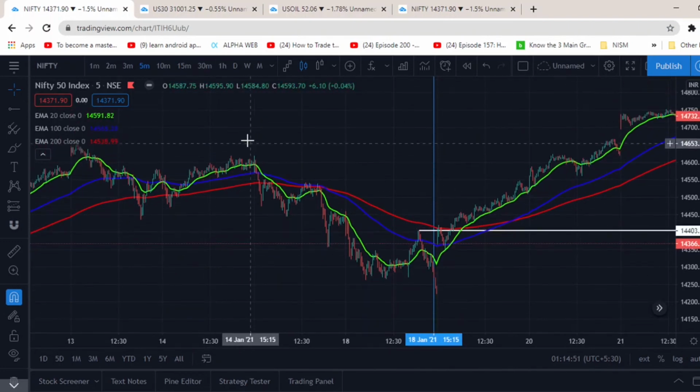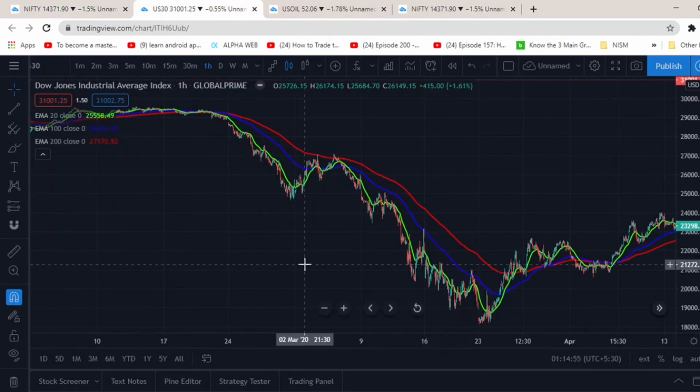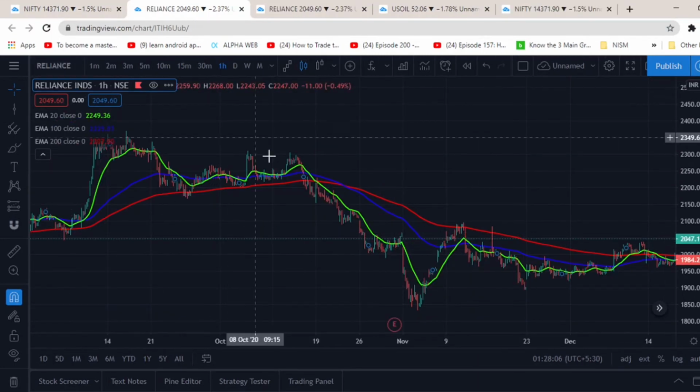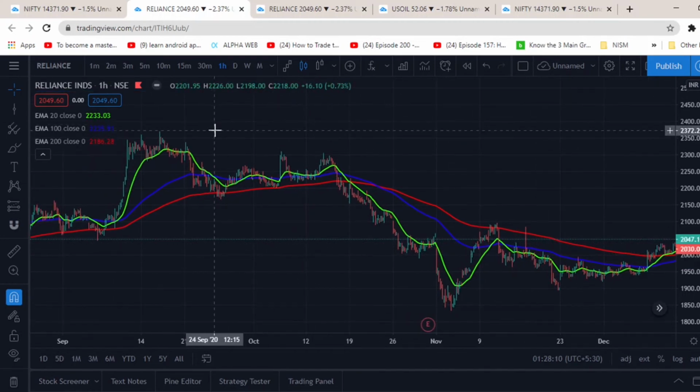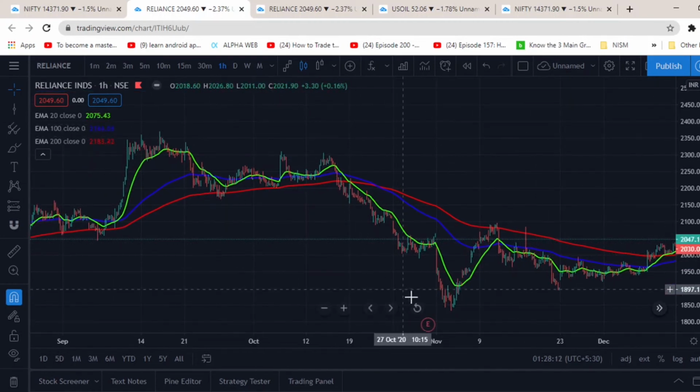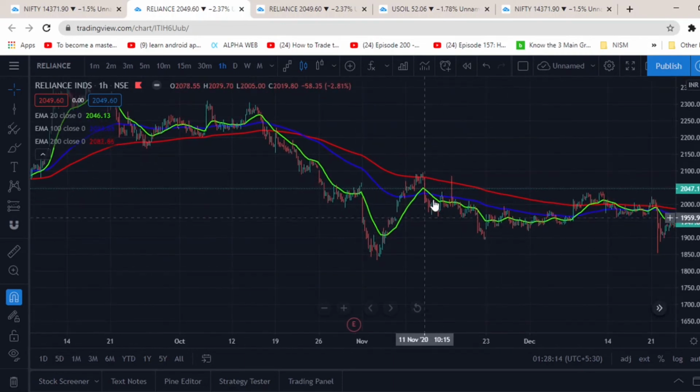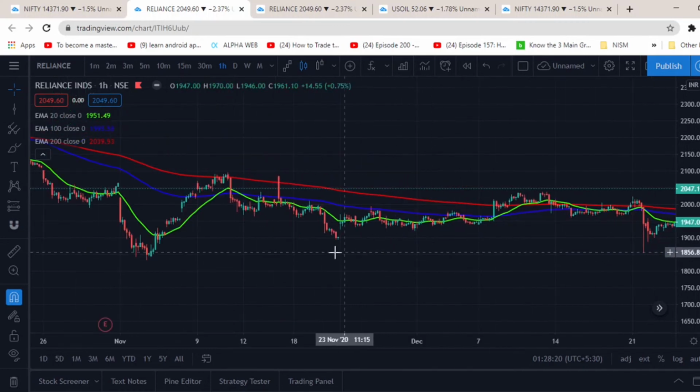So we just go through another example for resistance in the Reliance chart. This is the hourly Reliance chart. It made a top around 2370 and the stock is falling. Once we have a pullback towards the 200 EMA, it takes the resistance and comes down. How do we enter the trade?